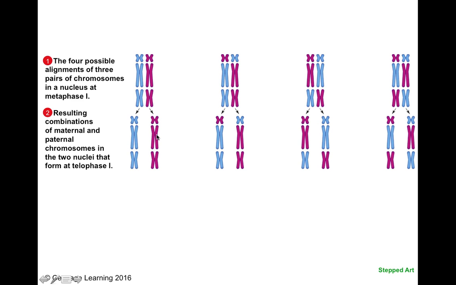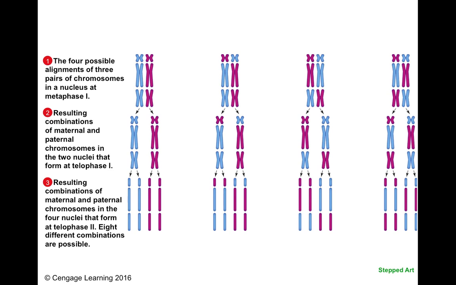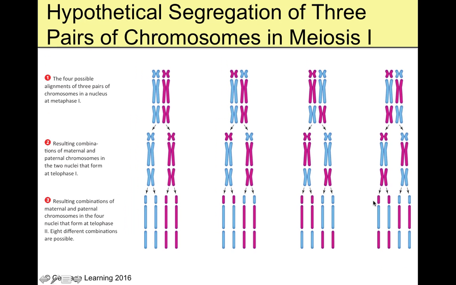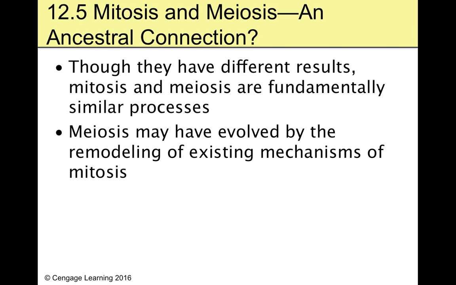When we split them up, we get random combinations of maternal and paternal chromosomes. And then when we split those up, we get random combinations down here. And so each of those eggs, or each of those sperm, or each of those pollen grains are going to be unique and distinct. So, mitosis and meiosis.